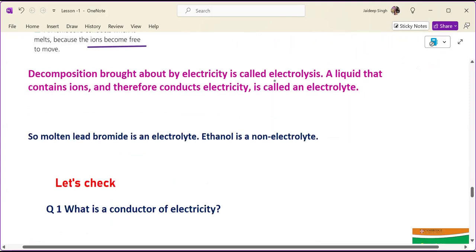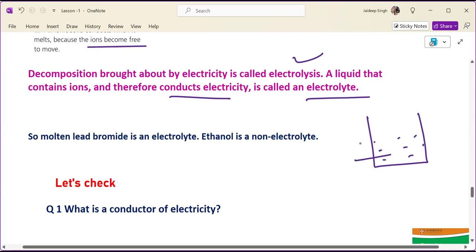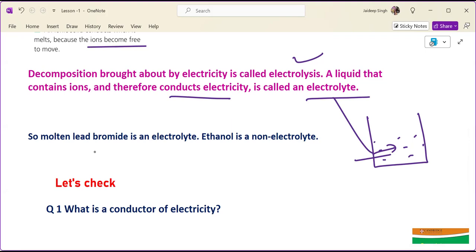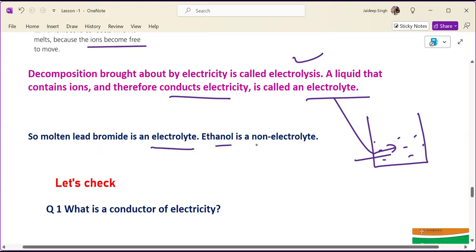Decomposition brought about by electricity is called electrolysis. We will study this in the next lesson. A liquid that contains ions and therefore conducts electricity is called an electrolyte. See, this liquid that would be filled in a beaker is called the electrolyte. The electrolyte is the liquid that is going to dissociate, the liquid that we are going to break with the help of electricity. And electrolysis is the process of decomposition. So molten lead bromide is an electrolyte and ethanol is a non-electrolyte.